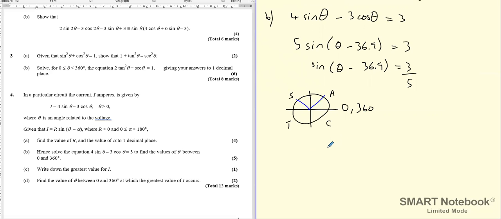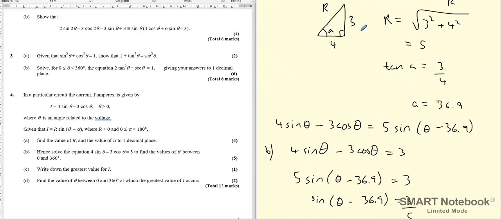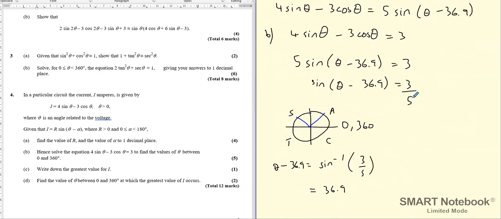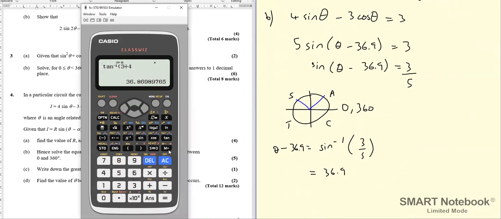And if I work out theta minus 36.9 equals the inverse sine of 3 over 5, which as it happens is exactly 36.9, because it's the same triangle as this. R was 5, so inverse sine of 3 over 5 is going to give me the same alpha, 36.9. But we can verify this. Inverse sine of 3 over 5, and we get the same answer. I'm going to store that in A.